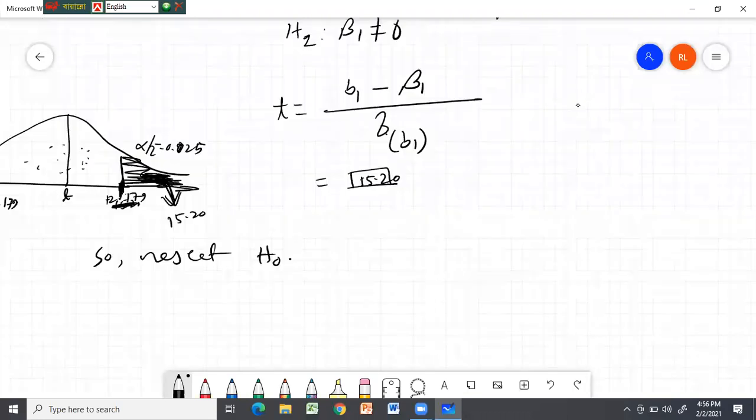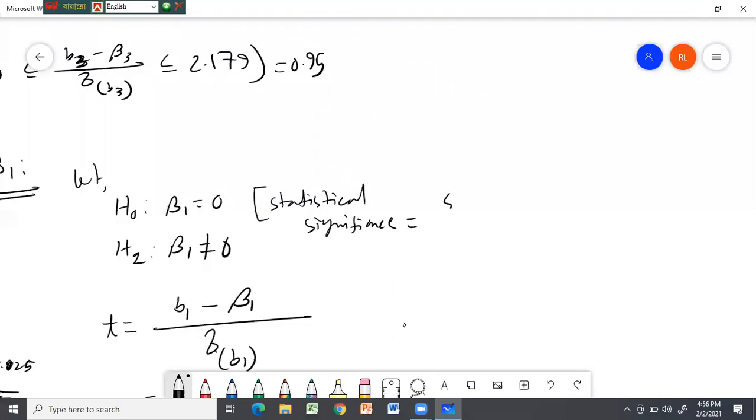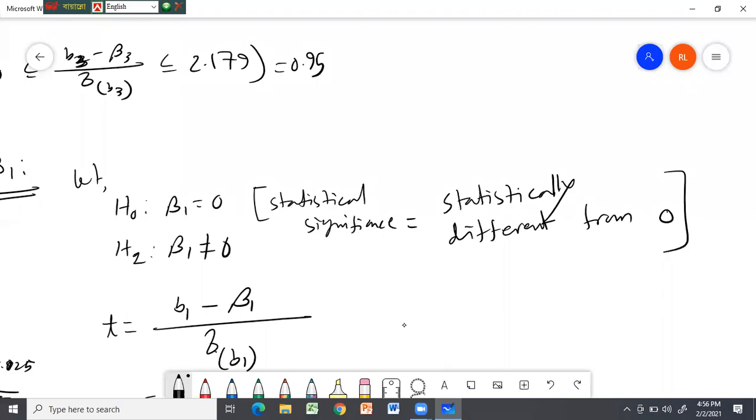Statistically different from zero. So in our alternative hypothesis H1, we have assumed that beta1 is not equal to zero. If it is not equal to zero, then we can conclude that this beta1 or coefficient is statistically different from zero. But if our null hypothesis has been accepted, which is beta1 equal to zero, then we can conclude that statistically this coefficient is not significant.